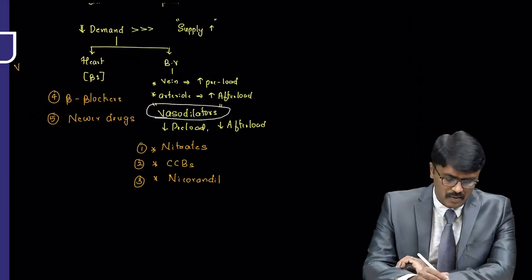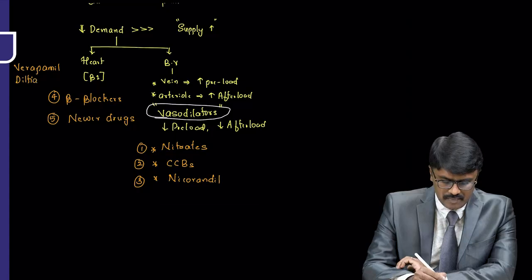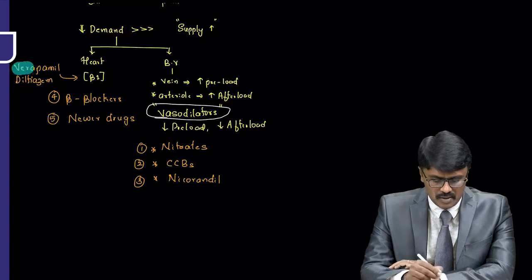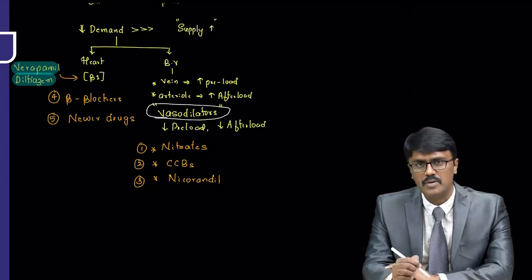Now there is a drug called verapamil. It's also a CCB, and diltiazem. Now these drugs also work on the heart and decrease the heart rate and conduction. So they can also decrease the workload on the heart. So CCBs can also work on this, particularly verapamil and diltiazem. So these are the drugs we use in classical angina.